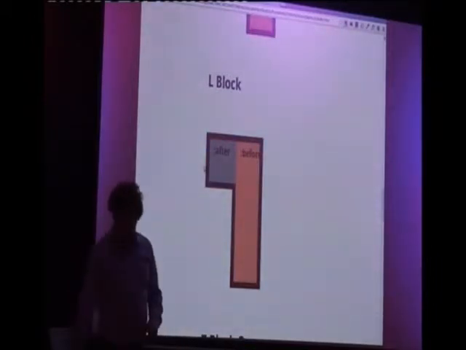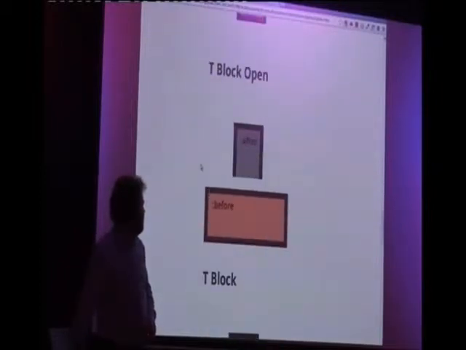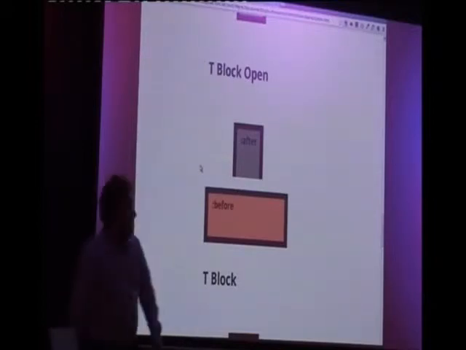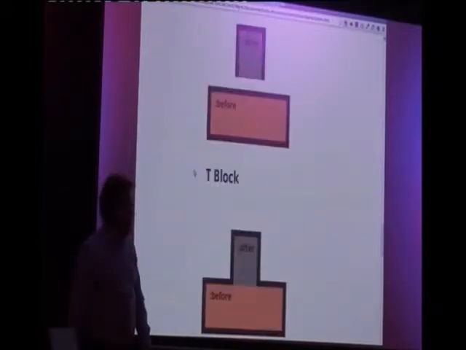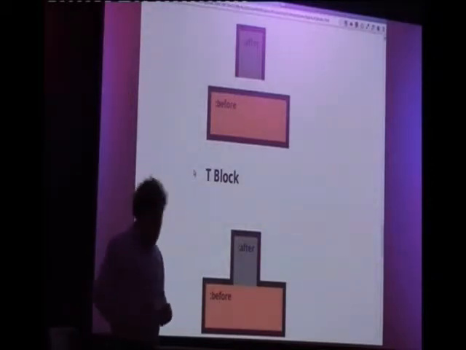Another example is a T-shaped block. Same principle. Leave one side open and slide it over the before element, and you have the block, and the border is perfect.